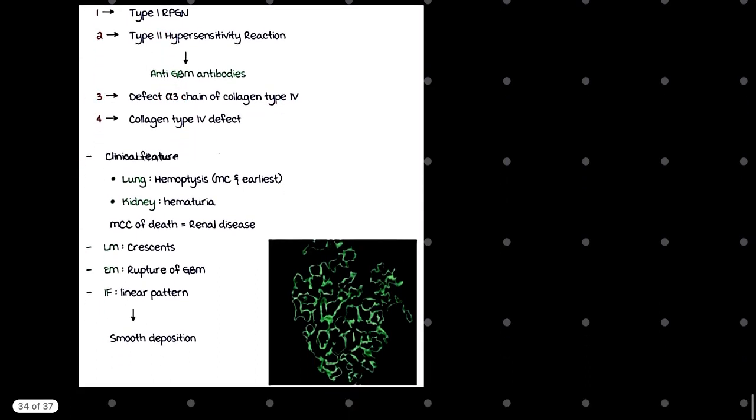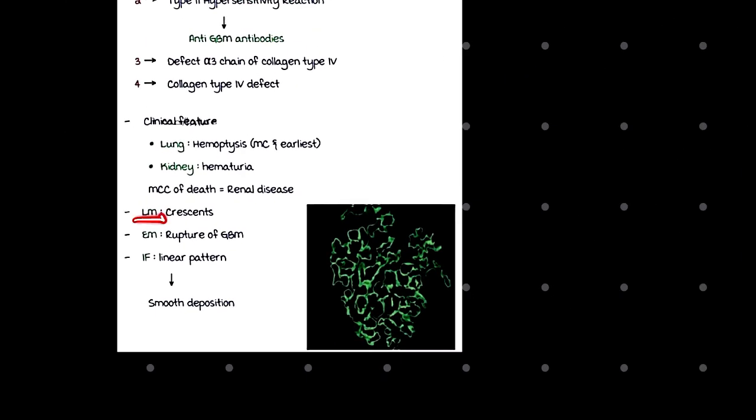Now clinical features, yes, we have already mentioned: in the lungs there will be hemoptysis, in the kidney there will be hematuria, right. And it may lead to renal disease, renal failure also, right. In light microscope we can see crescent formation. In electron microscope we will see rupturing of the glomerular basement membrane, right. And in immunofluorescence, there will be a linear pattern, as you have already discussed, and that linear pattern will show smooth deposition, right.